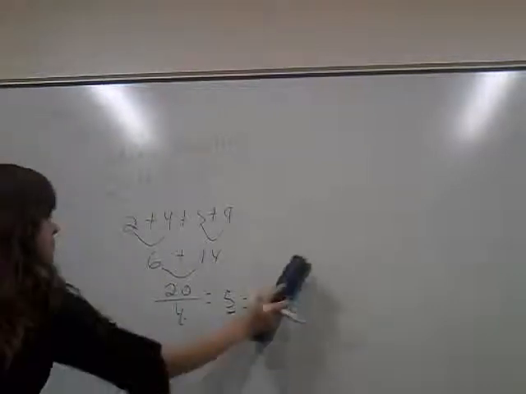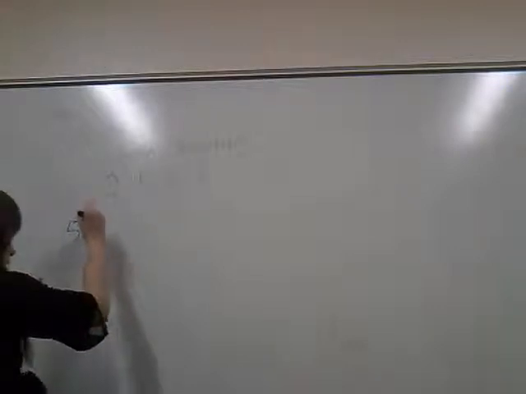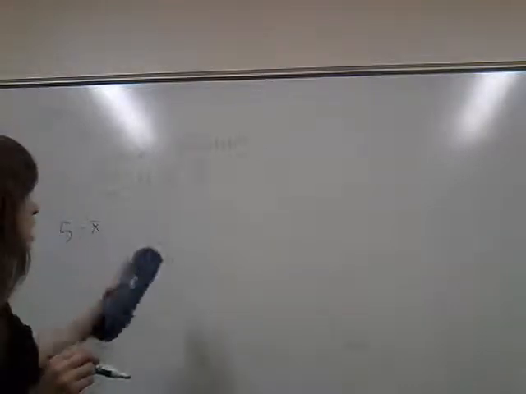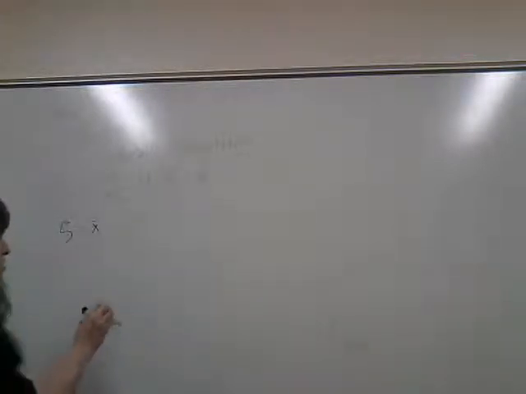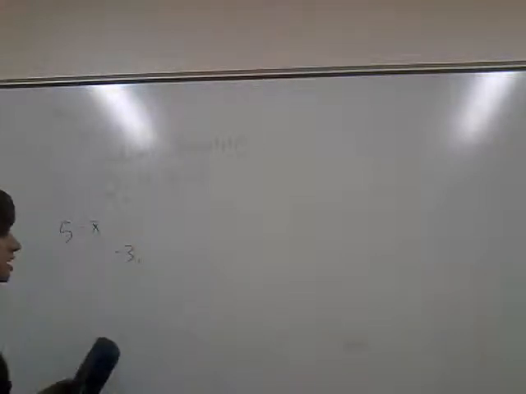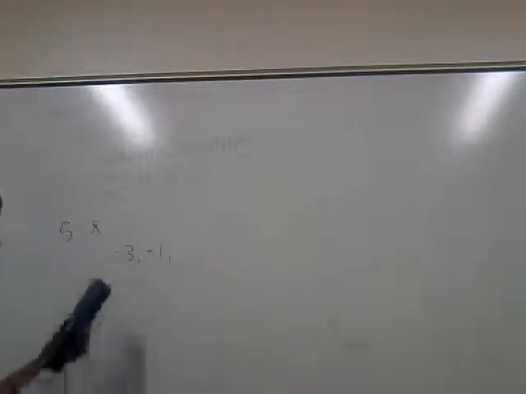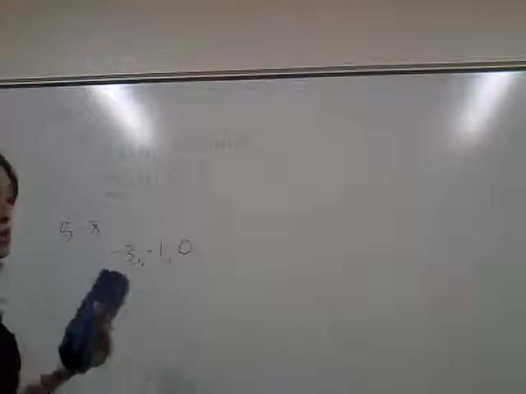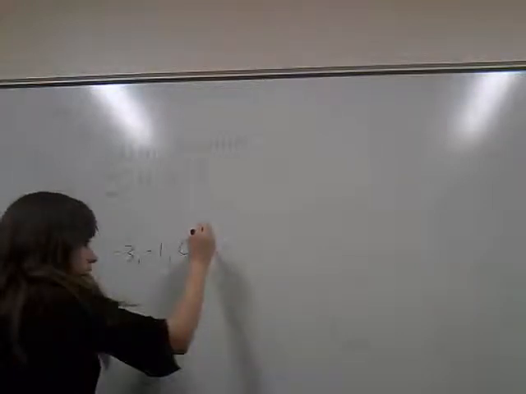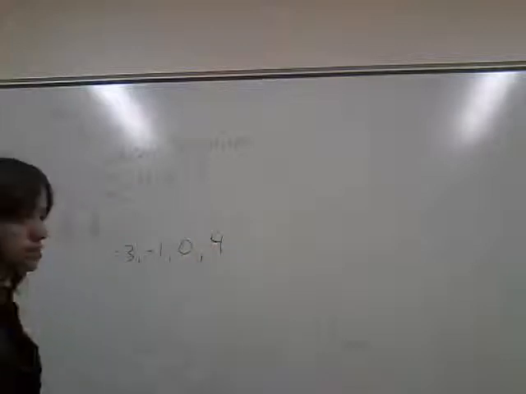So what we're going to do, 5 is our X bar, or our mean, and we want to find how often these numbers deviated from the mean. So for instance, 2 is 3 less than 5, so it was off by -3. 4 is 1 less than 5, so it was off by -1, and 5 is equal to 5, so that was off by 0. 9 is 4 greater than 5, so this is plus 4.